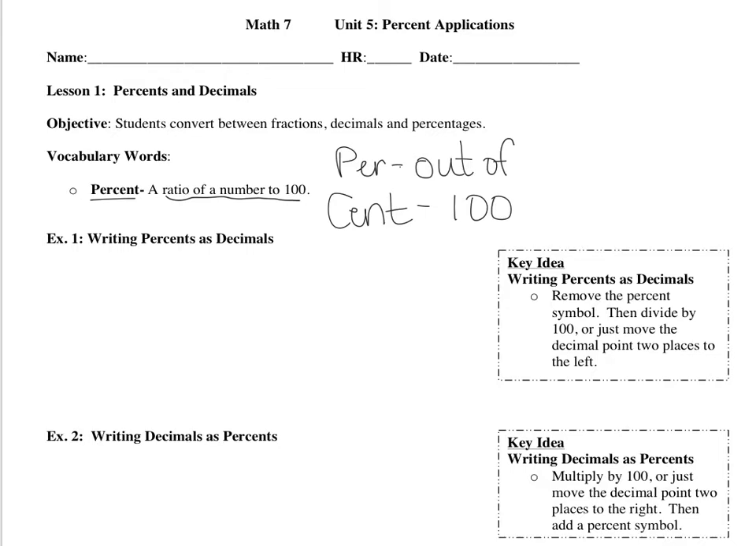Example 1 is talking about writing percents as a decimal. And over in this box over here, we've got our key idea, writing percents as decimals. To do that, we're going to remove the percent symbol and then divide by 100. Dividing by 100 is exactly the same thing as moving the decimal point 2 places to the left.